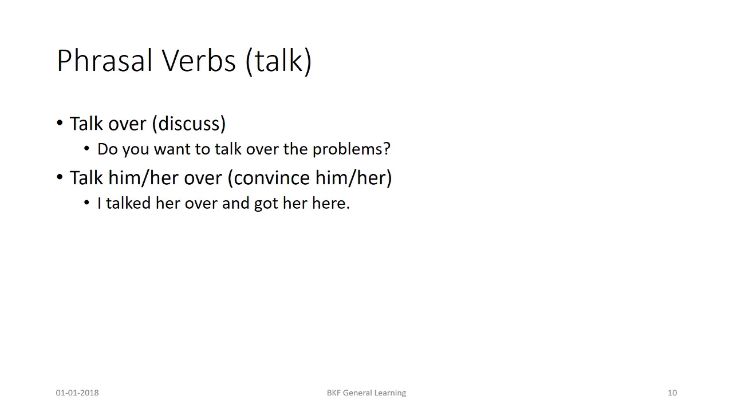And the final topic is phrasal verbs, talk. So first is talk over, which means discuss. So I can say, do you want to talk over the problems? In this sentence, I mean, do you want to discuss our problems? Second is talk him or her over. That means convince him or convince her. So in the sentence, I talked her over and got her here. That means I convinced her to come here, and that's why she came.